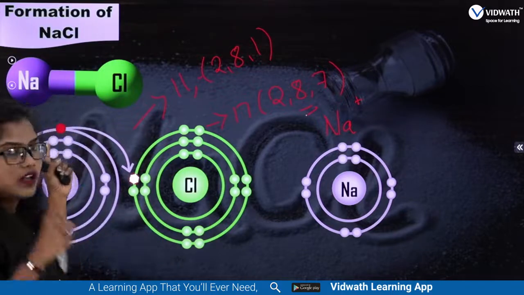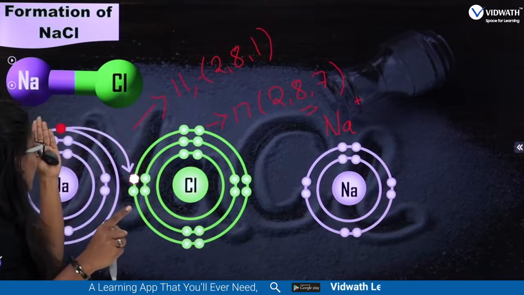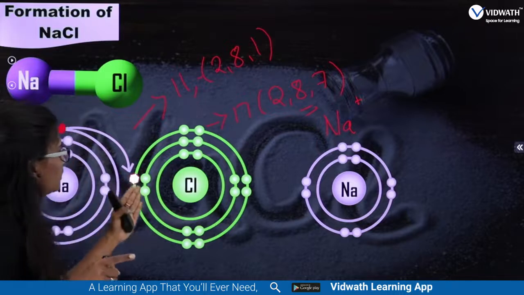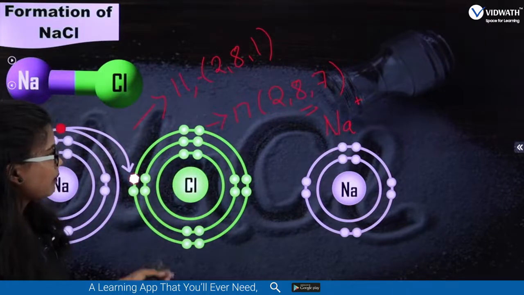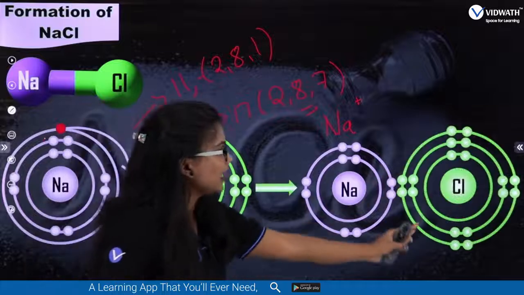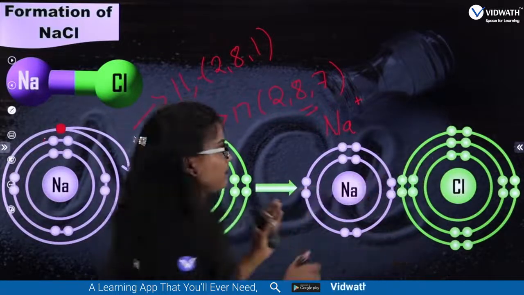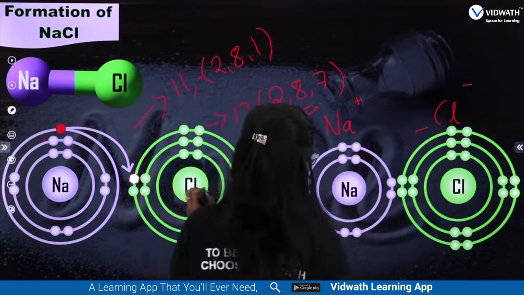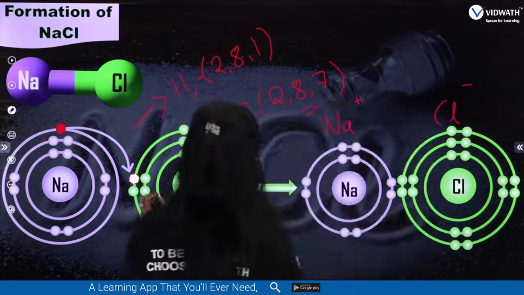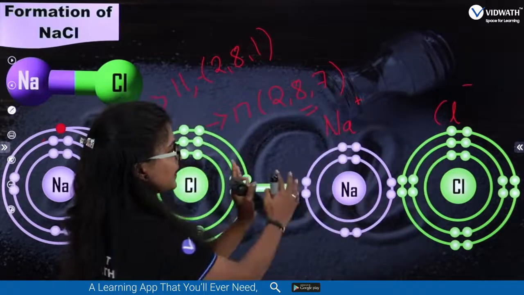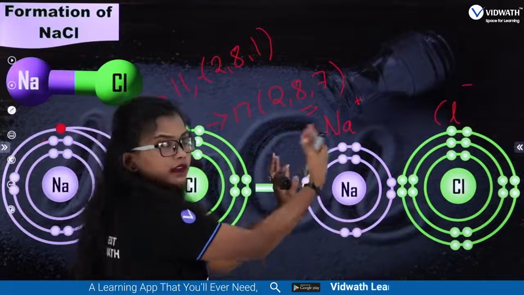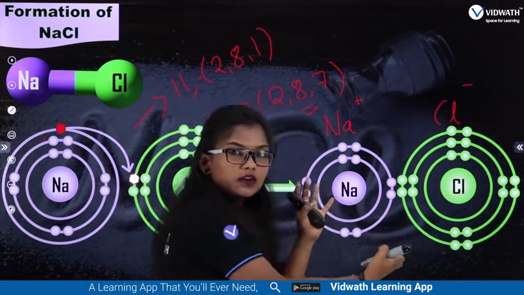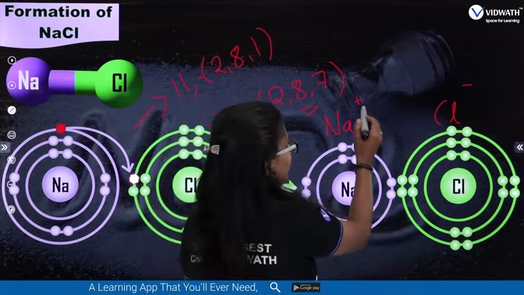We got to know that sodium has 1 extra electron. The sodium will donate, will lose 1 electron to the chlorine. So it will get 8 electrons in its valence shell and form chlorine minus, that is, chlorine 1 minus. Clear? Sodium is donating 1 electron, and chlorine is gaining 1 electron from the sodium.